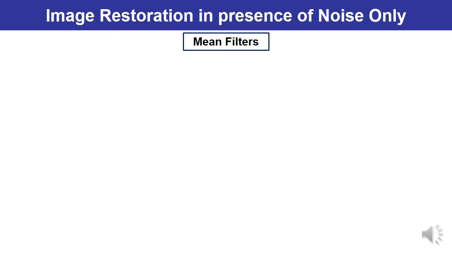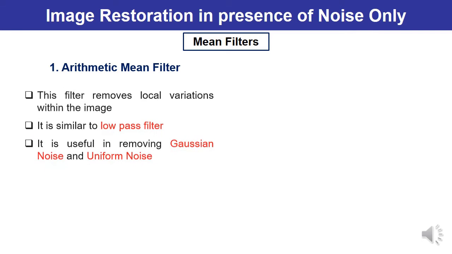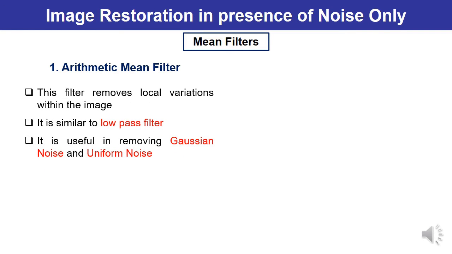The mean filter replaces each center pixel value in the window with the average of all pixel values within that particular window. So first type of mean filter is arithmetic mean filter. Arithmetic mean filter removes local variations within the image. It is similar to the low pass filter, and this filter is useful for removing Gaussian noise and uniform noise.